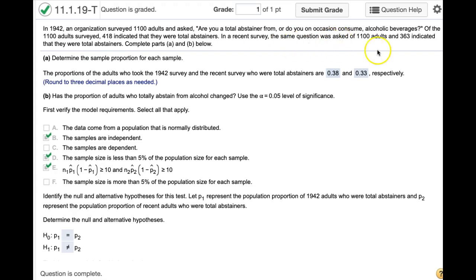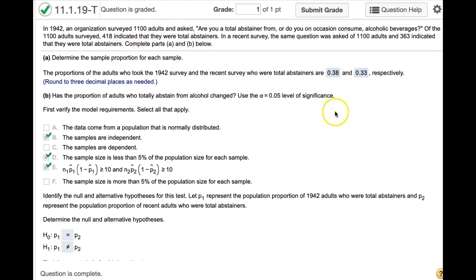And then a recent survey asked 1,100 adults, and you get 363. Now these are samples, so what proportion of those said that they would abstain? Well, you're going to take 418 divided by 1100 and you get 0.38, and then 363 divided by 1100 and you get 0.33. So there is a difference in those two samples, but those are samples. Those are representative of the population, and because they're not from the whole population, we don't know exactly if the populations are different.